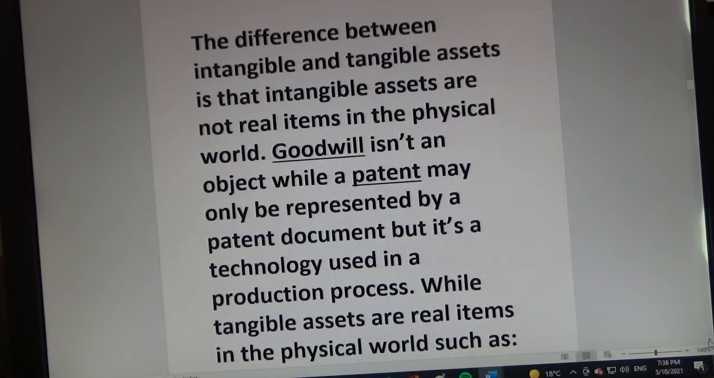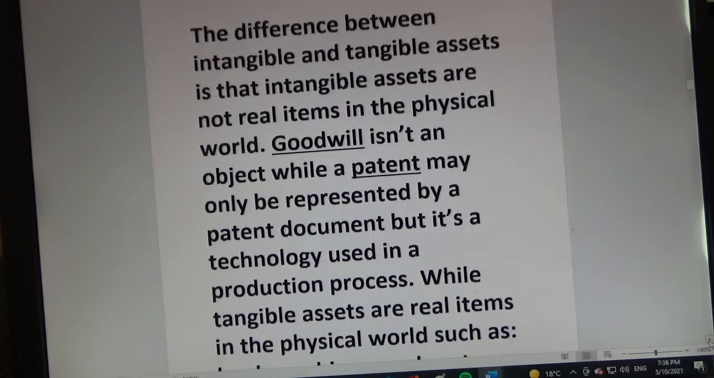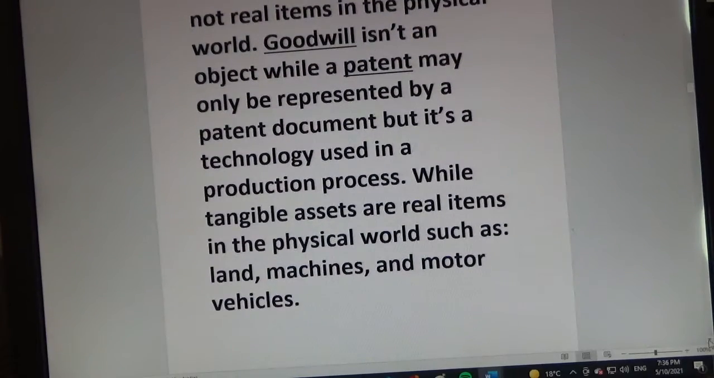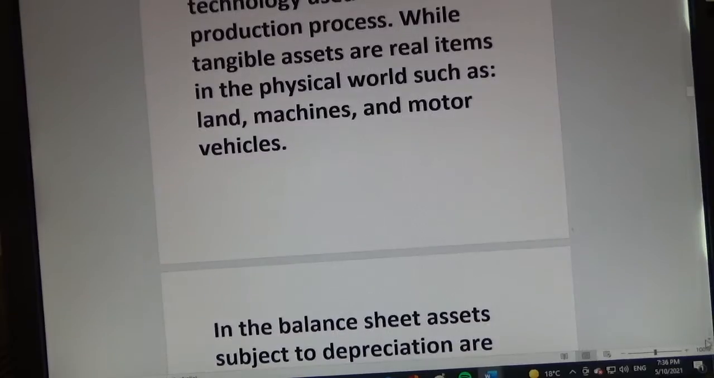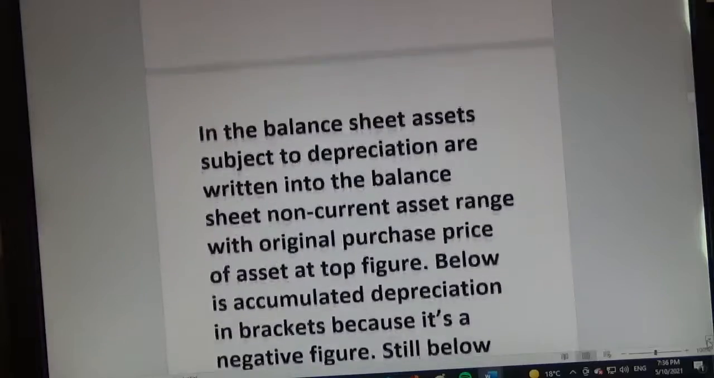While a patent is another intangible asset which is maybe only represented by a patent document, but is actually a technology used in a production process, so that concept isn't seen so much in the real world. So that's the definition of tangible assets, again, we can see all those items.